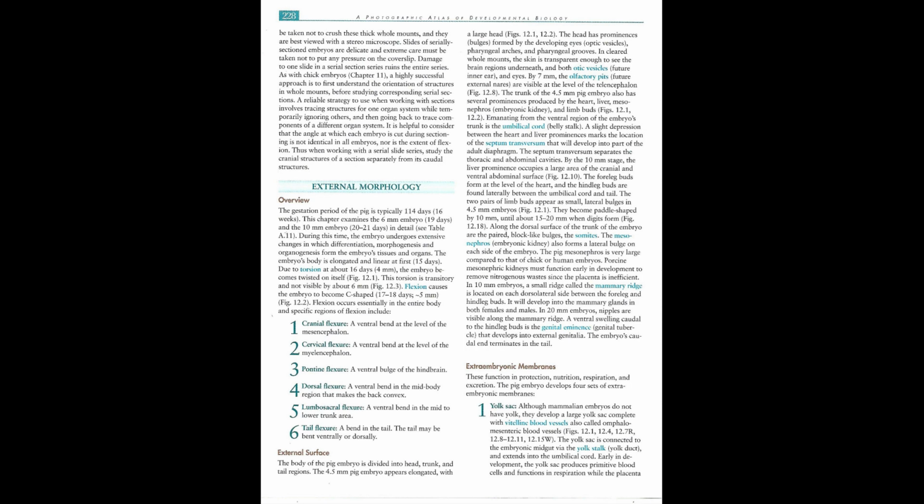Flexion causes the embryo to become C-shaped, 17 to 18 days, 5 mm, Fig 12.2. Flexion occurs essentially in the entire body, and specific regions of flexion include cranial flexure, a ventral bend at the level of the mesencephalon. Cervical flexure, a ventral bend at the level of the myelencephalon. Pontine flexure, a ventral bulge of the hindbrain.